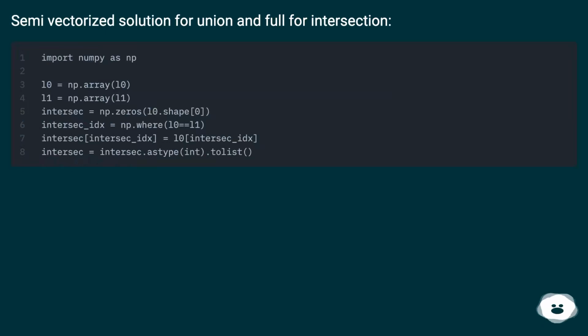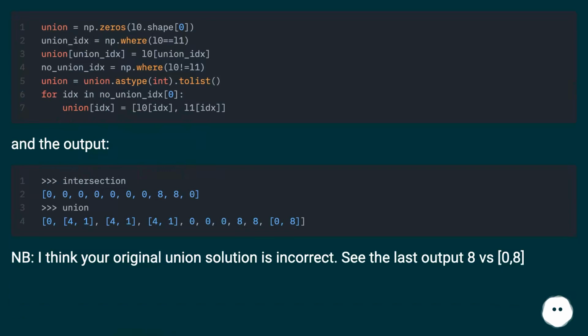Semi-vectorized solution for union and full for intersection. And the output. NB, I think your original union solution is incorrect. See the last output, 8 versus 0, 8.